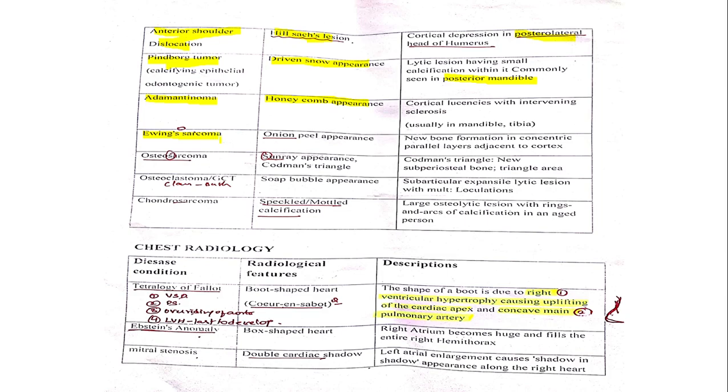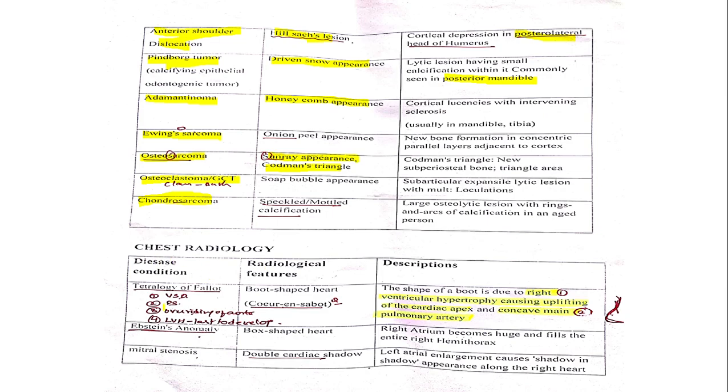Ewing's sarcoma, spell it as Ewing's O sarcoma, so you can remember easily. O means onion peel appearance. Osteosarcoma has sunray appearance and Codman's triangle. Osteoclastoma has soap bubble appearance. Osteoclastoma is also known as giant cell tumor. Chondrosarcoma has speckled or mottled calcification.